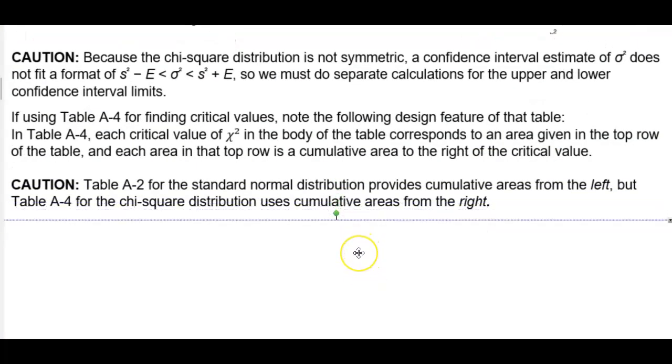Okay, now also caution. Table A2 for the standard normal distribution provides cumulative areas from the left. But when we're talking about table A4 for the chi-square distribution, it uses cumulative areas from the right.